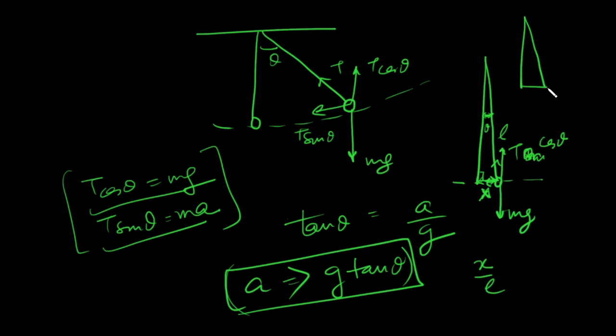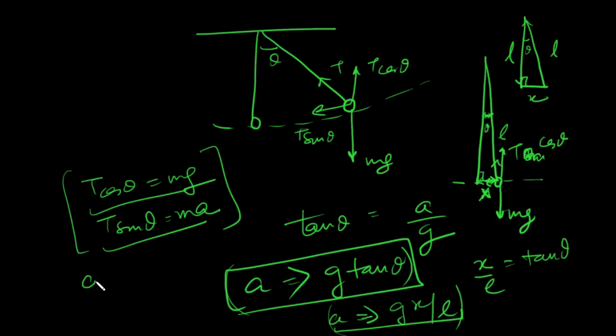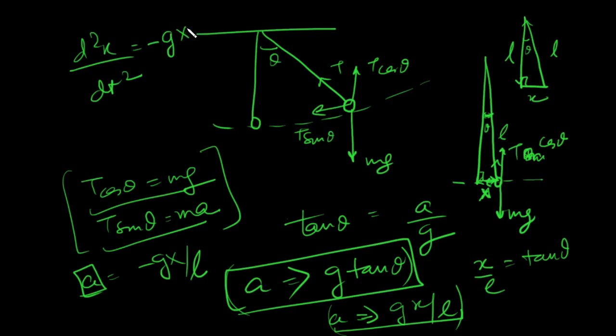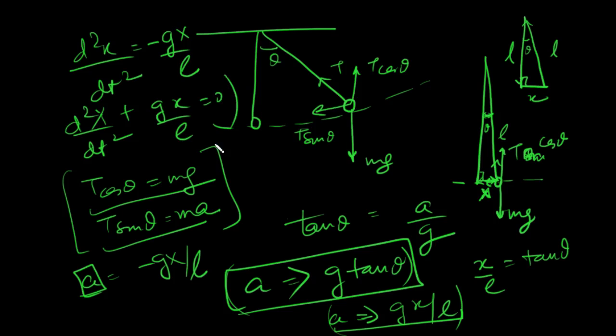This will be clear from this diagram. This is x, this is theta, this is 90, and this is L. This is also L. Tan theta would be equal to perpendicular divided by base, so x over L. Alright, so a would be equal to gx over L. Since displacement is in the negative direction, x would be minus, so a equals minus gx by L. And since a is d square x by dt square, this would be equal to minus gx over L, and this can come here, so d square x by dt square plus gx by L equal to 0.